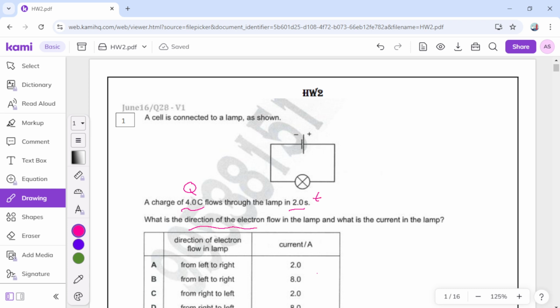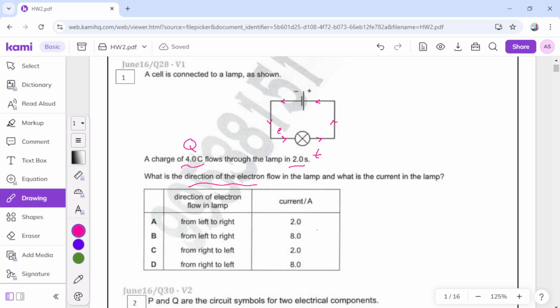Electron will move from negative to positive. This is the direction of a charge flow through the circuit. So electron will be from left to right. Okay, what else? And what is the current?